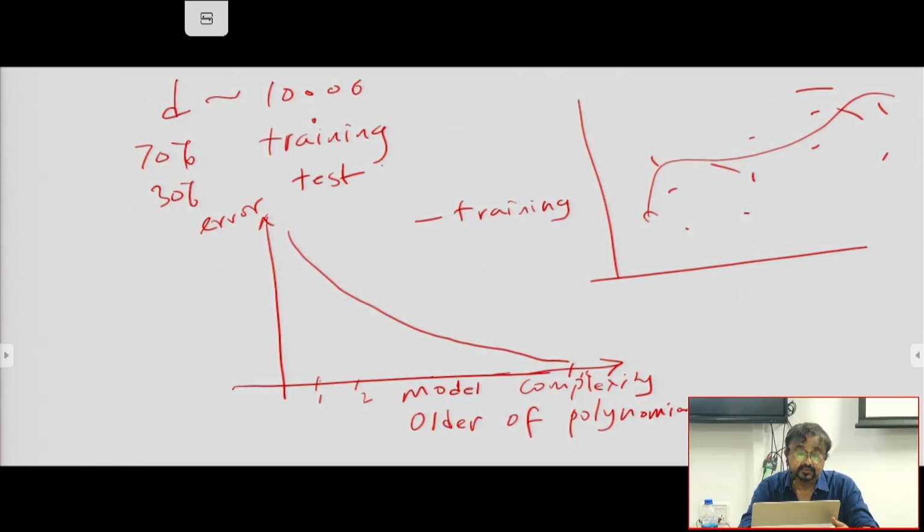And then each time I train with a different polynomial order, I also apply it on the test data. And what you see is that the test data also shows you some curve like this, but after some time it fails to predict. So I would actually use a different color for this.